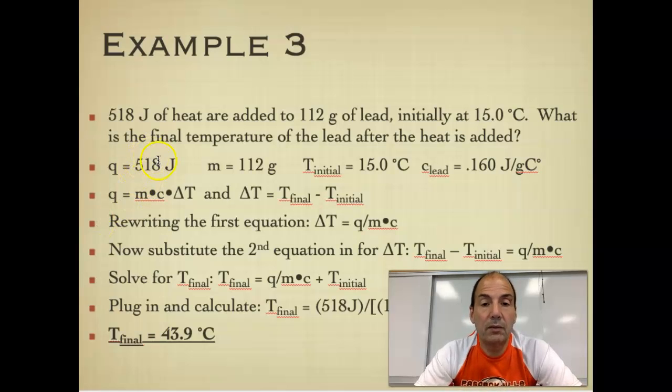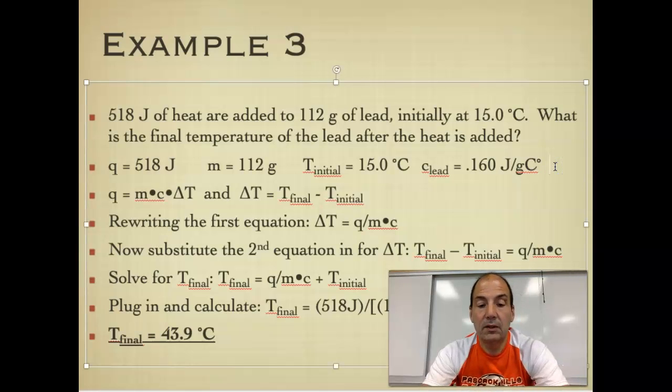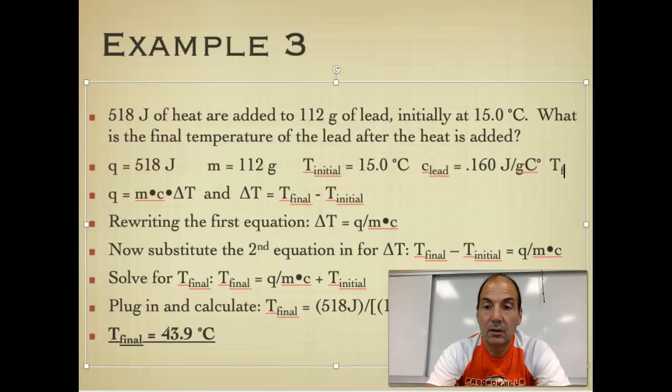So we know Q is 518. We know the mass is 112. Because we're told it's lead, we go back to that other table, and we see that the specific heat of lead is 0.160 joules per gram Celsius degree. We were told the initial is 15, and we're looking for the final temperature. I didn't write T final, I'll just put an F equals question mark. So there's my unknown.